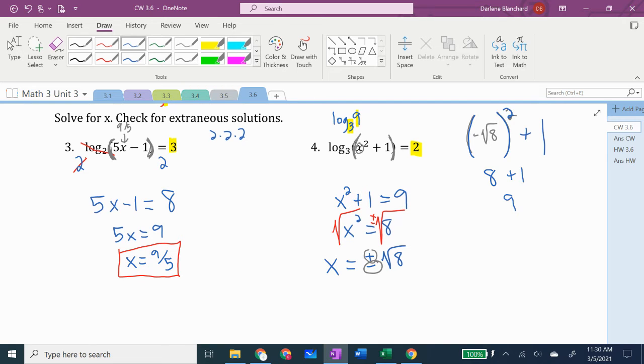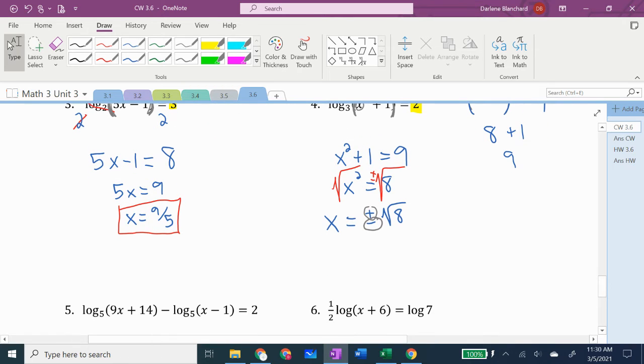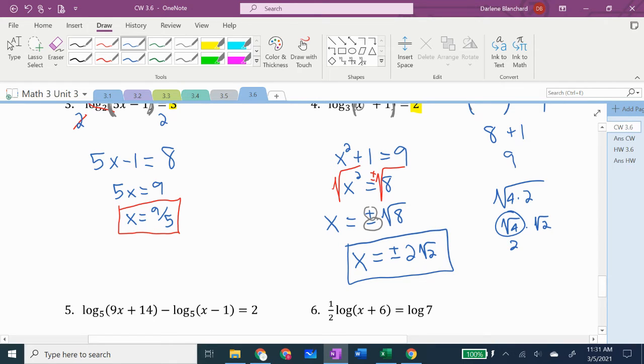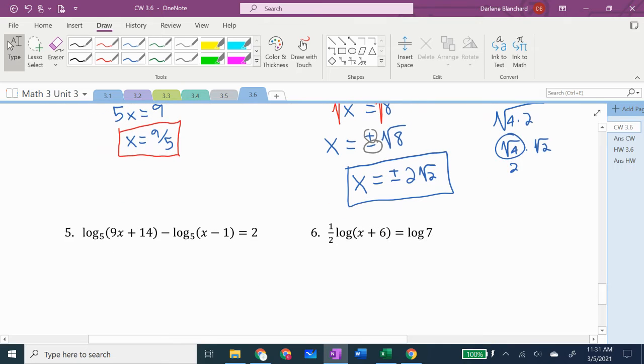I have 2 answers to this logarithm, and I'm going to write that in simplified square root form. 8 is 4 times 2, and I'm allowed to separate multiplication over a root, and that becomes 2 root 2, plus or minus, and there you go. Number 5.